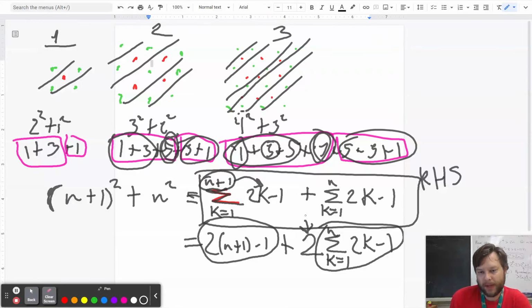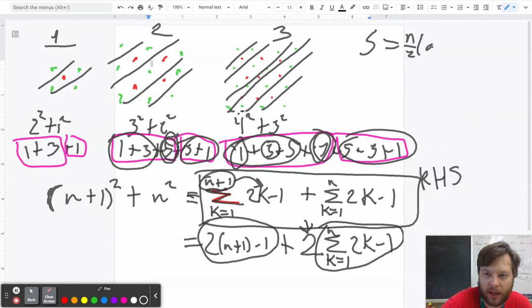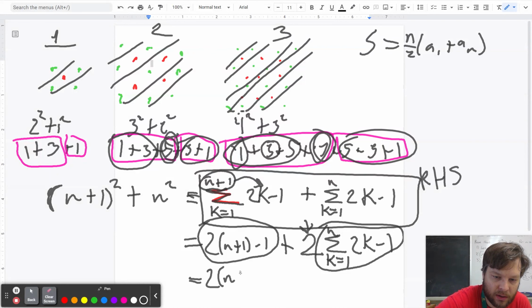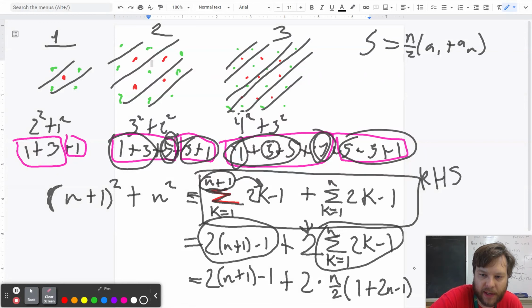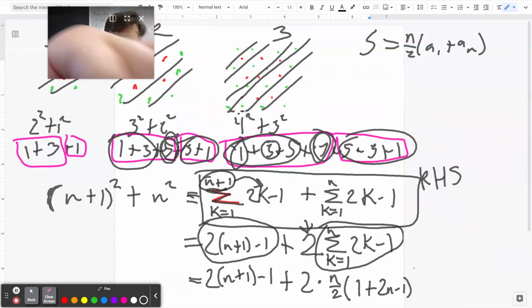Okay? So then what I want to do is think about the arithmetic sequence. Odd numbers are an arithmetic sequence. And so remember, our arithmetic sequence sum is n over 2, a1 plus an. Or there's another version of it, but I'll do that version. So I have 2 times n plus 1 minus 1 plus 2 times n over 2. The first term is when I plug in 1. The last term is when I plug in n. And that's that.